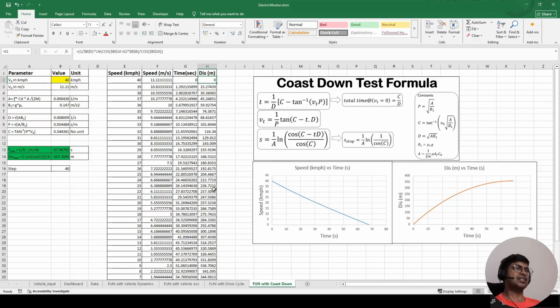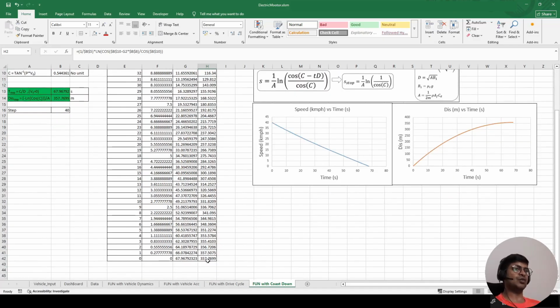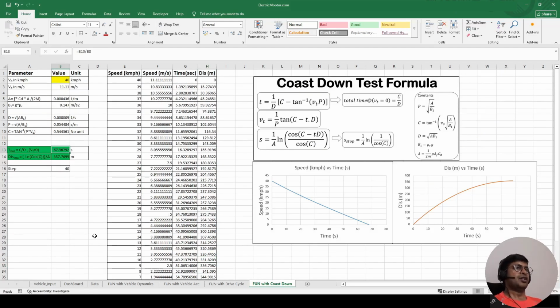And then next I just dragged it. So here you see I got the distance, which is 357.7699, which is equal to this, and the time I got is 67.96, which is equal to this. So this time and distance we got as per the vehicle parameters given by the car manufacturer, and I can compare this value with the tested value, and we can negotiate whether there is a problem in the motor or there is a problem in the vehicle.